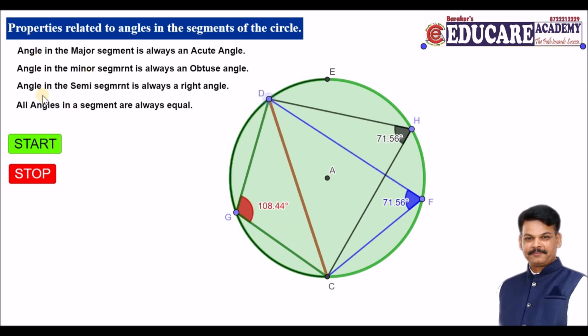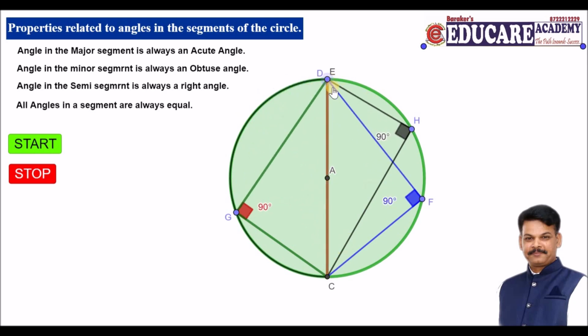Now the third property is: the angle in the semi segment is always a right angle. If I move this point A, we get the semi segments, and the angles formed in the semi segments are always 90 degrees. Whether you consider this right side semi segment or the left side semi segment, the angles will always be 90 degrees, right?